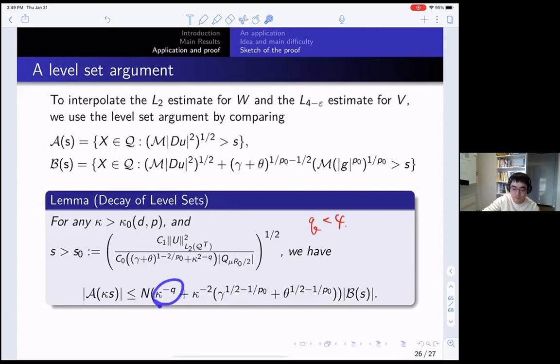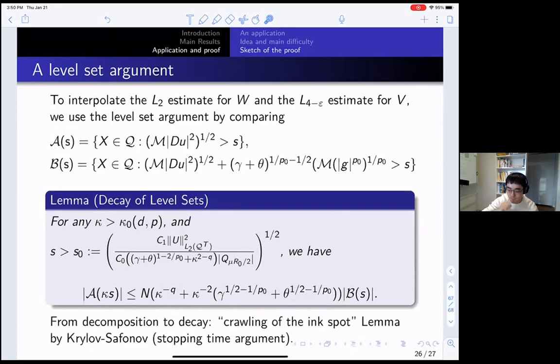So the first term has enough decay, right? We want Du in L4, so this minus 4 is good. Minus 4 plus epsilon is good. And this kappa to the minus 2 is not so good, but it has this smallness in front. So eventually you can hide this term by choosing the parameters to be small enough. And yeah, this is the main argument after the decomposition, but this kind of argument has been used in some literature.